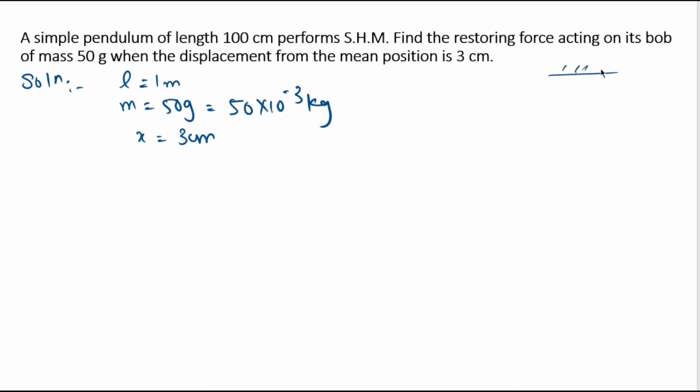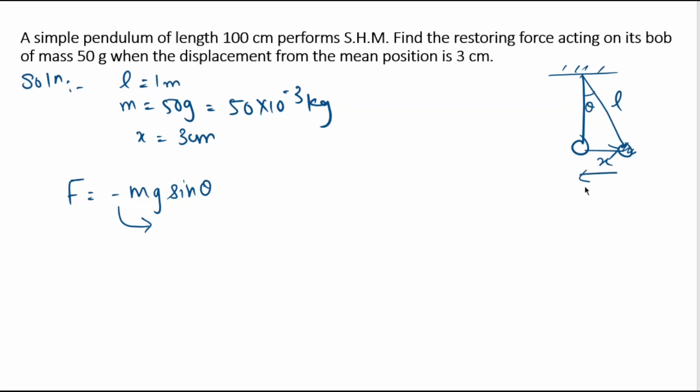So for a simple pendulum, this is the length of the bob, and this is the mass of the bob, that is 50 grams, and this is the x displacement, and this is the angle theta that it is making. We need to find out the restoring force, and restoring force F is given as minus mg sine theta, where this negative sign implies that the force F is acting opposite to the direction of the displacement. That is, if displacement is in this direction, the restoring force will act in this direction and vice versa. So in terms of magnitude, F can be written as mg sine theta.